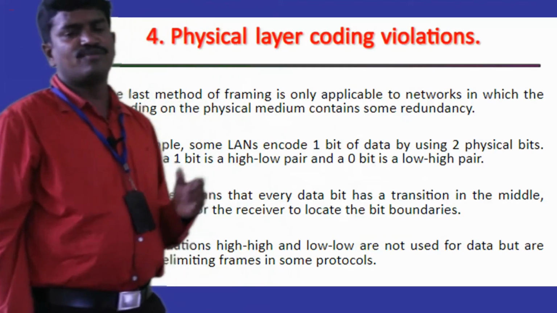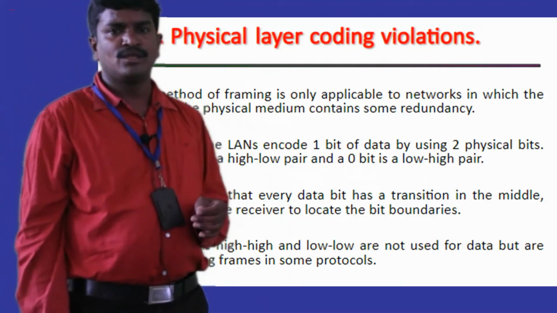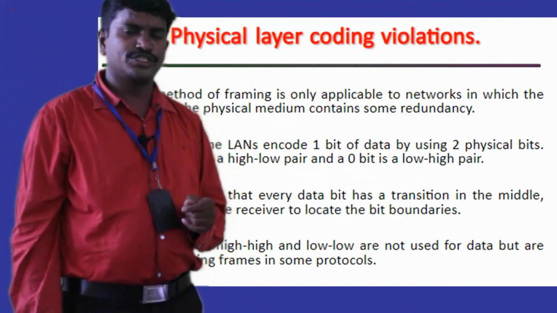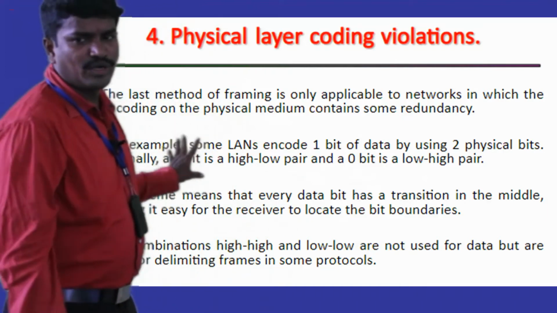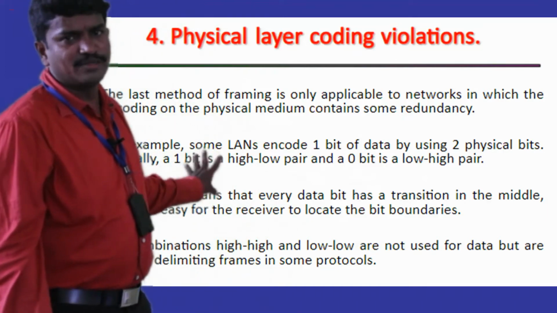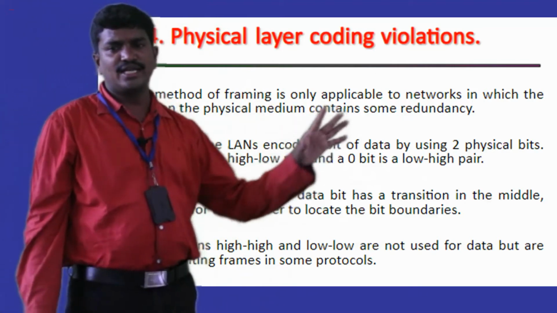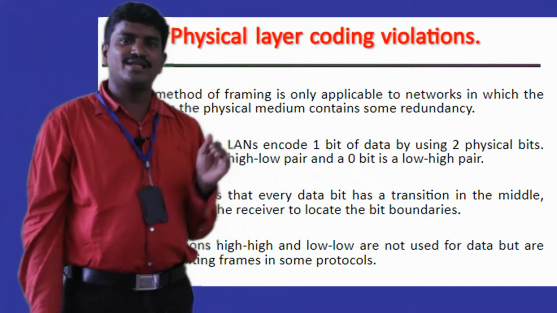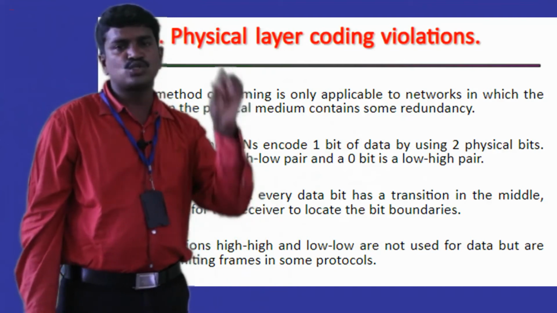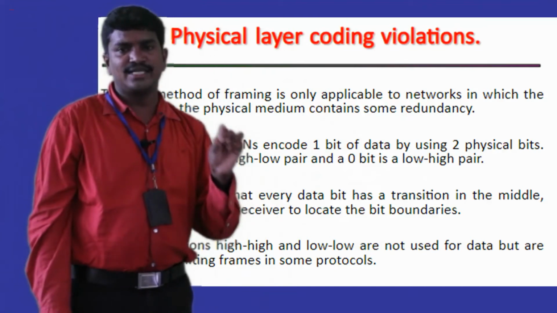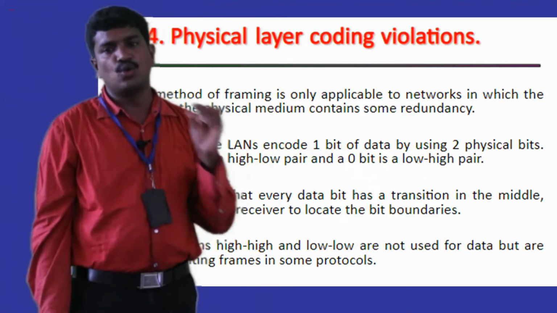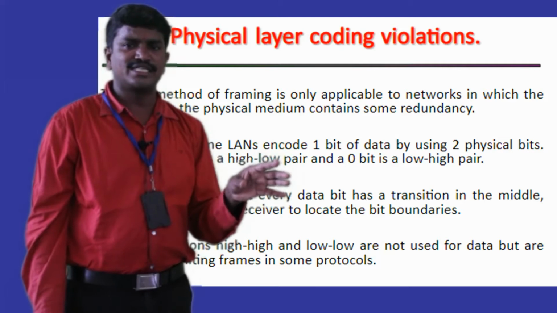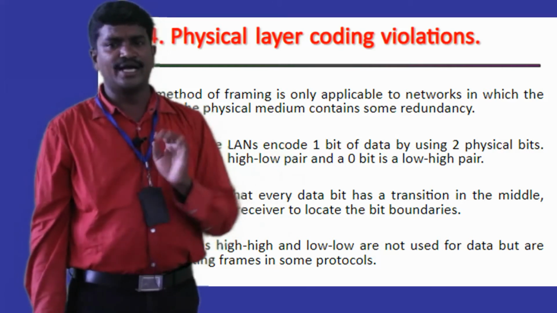one more way of implementing this framing concept, that is physical layer coding violations. In physical layer coding violation, the scenario is very simple. Now the data link layer is not adding additional bits like this, so the physical layer is going to send the data in the form of zeros and ones always. A signal is represented with 0 and 1, high and low. Data, whatever it may be, is represented with high and low or low and high.